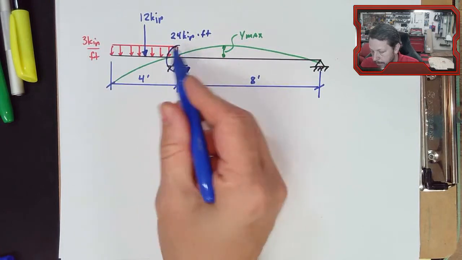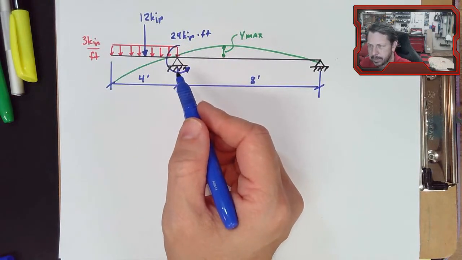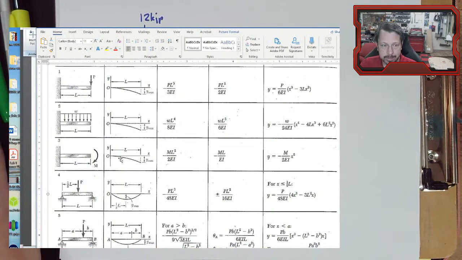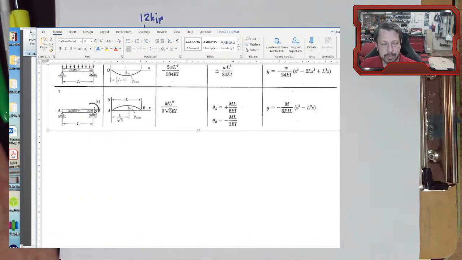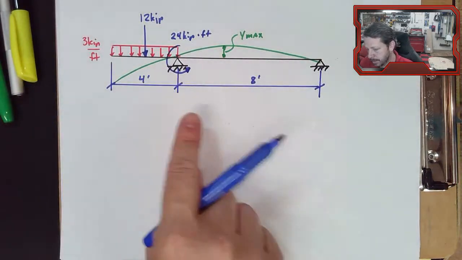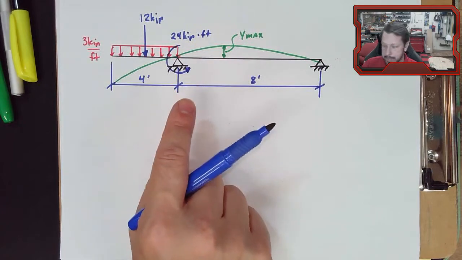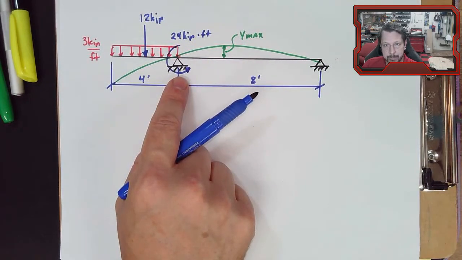So now I have, it's not exactly the same, but I have case 7 just mirrored, because they have the concentrated moment on the right hand side. I've got the concentrated moment on the left hand side, but it's the same thing. I have a concentrated moment at the end of a beam.